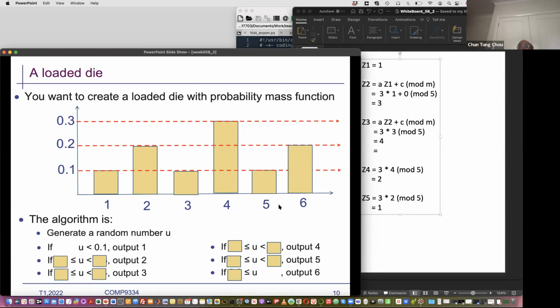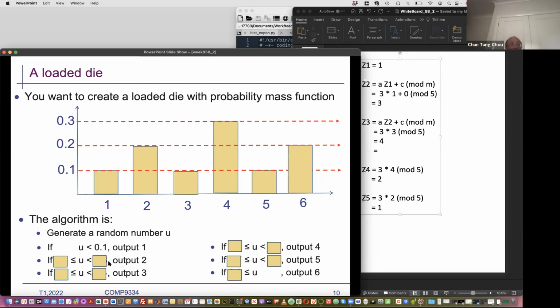Now, what I am going to claim is that you can use an algorithm like this. You can generate the random number u, and then if u is less than 0.1, then output 1. But why do I say that? Because u is uniformly distributed between 0 and 1. So the chance that u is less than 0.1 is just 0.1, and so if the number is less than 0.1, then I'll put 1.